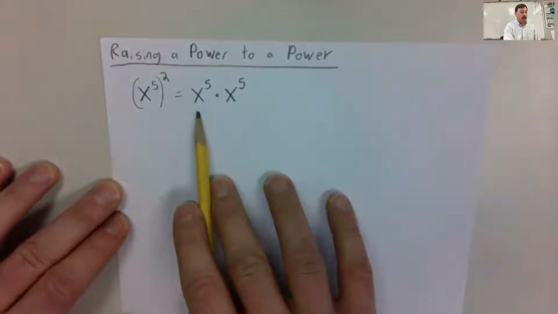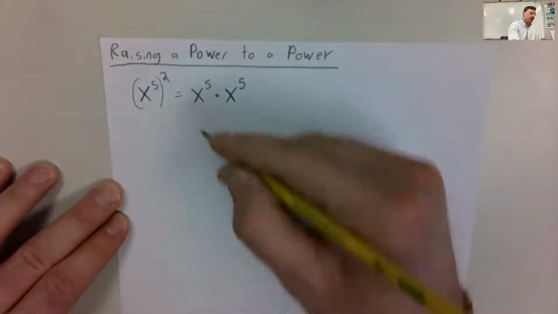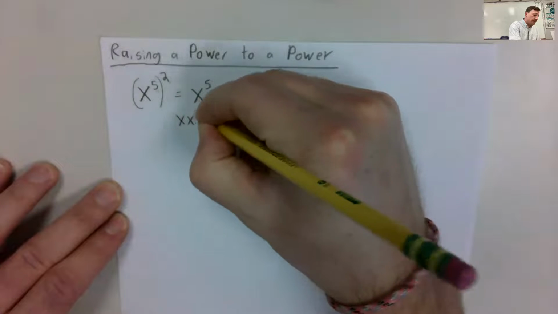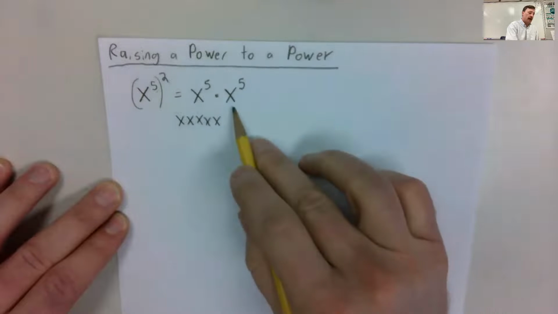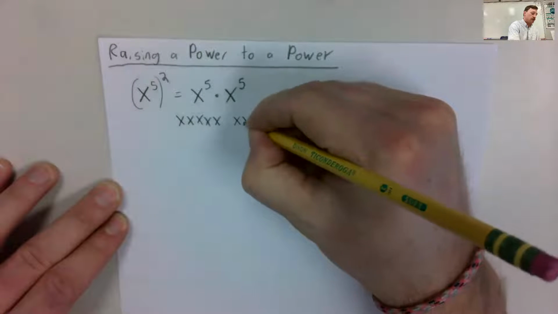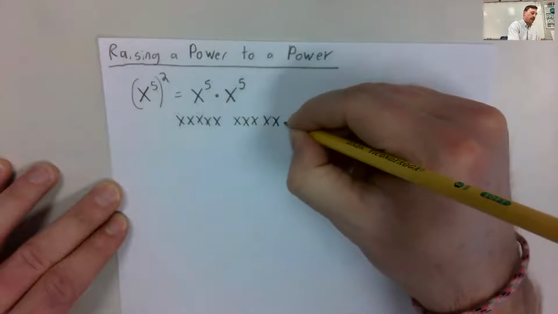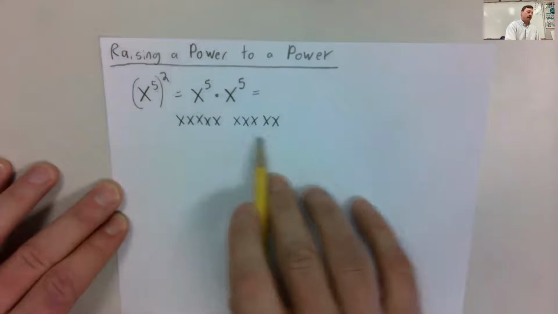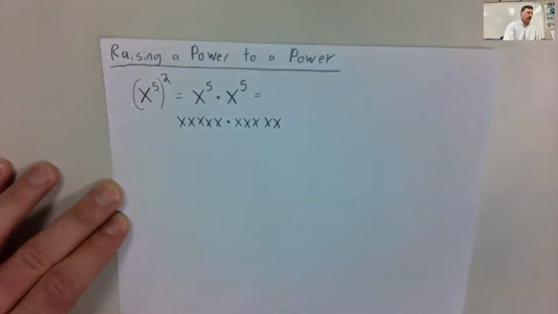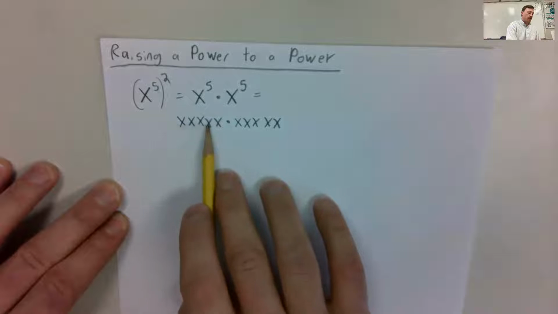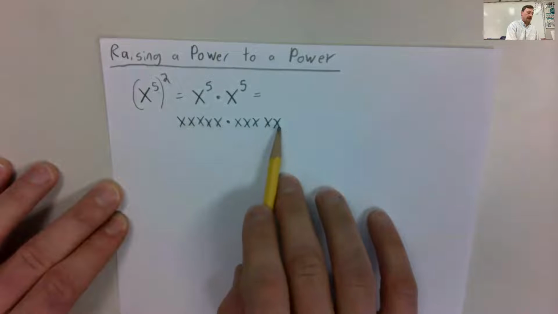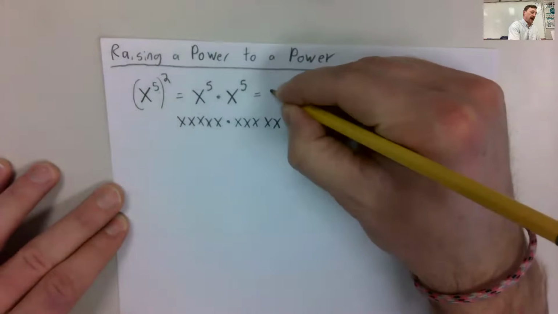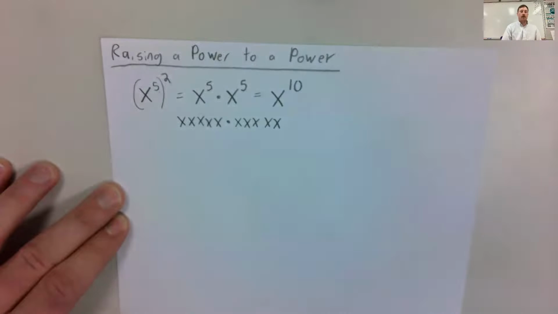Well, there's a couple of ways we can think about this. If we want to expand this, x to the fifth is 1, 2, 3, 4, 5. And that x to the fifth is 1, 2, 3, 4, 5. How many x's do we have that are being multiplied by each other? Well, that's 1, 2, 3, 4, 5, 6, 7, 8, 9, 10. So this is like saying x to the 10th power.